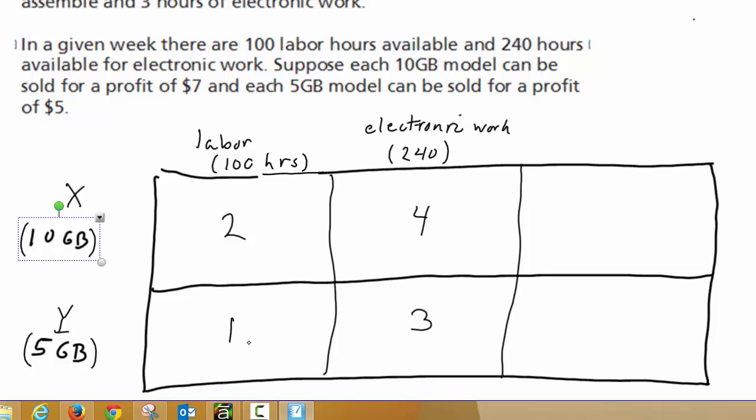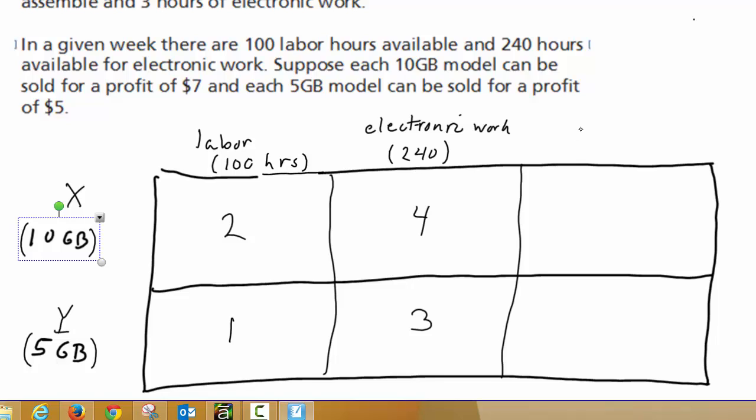Namely, for example, in the first column, one of our resources is labor to assemble the various pieces. And we have a constraint. We only have so much labor time available in a given week, in this case 100 hours. And likewise, another resource we have is time of work on the electronics, and that also has a constraint. We only have 240 hours in a given week available for that.